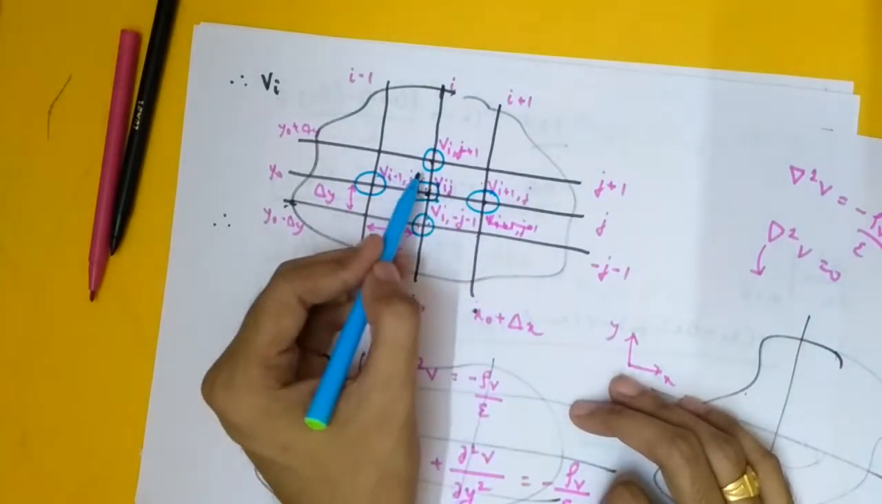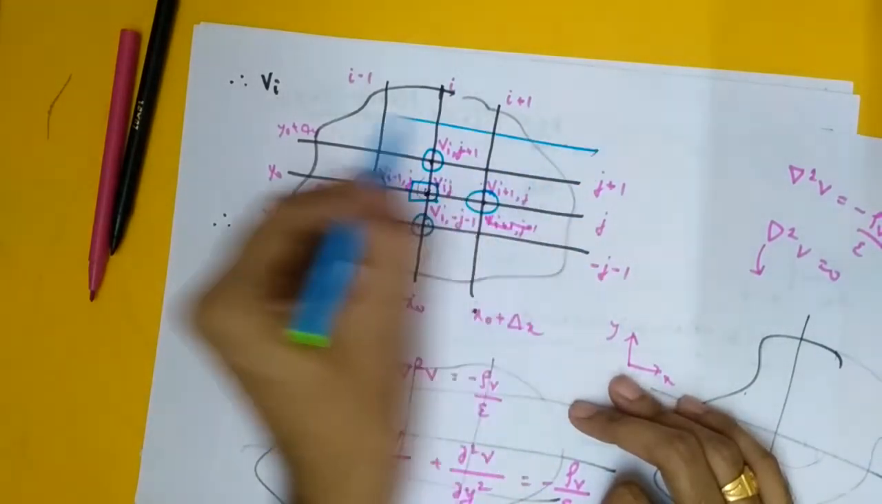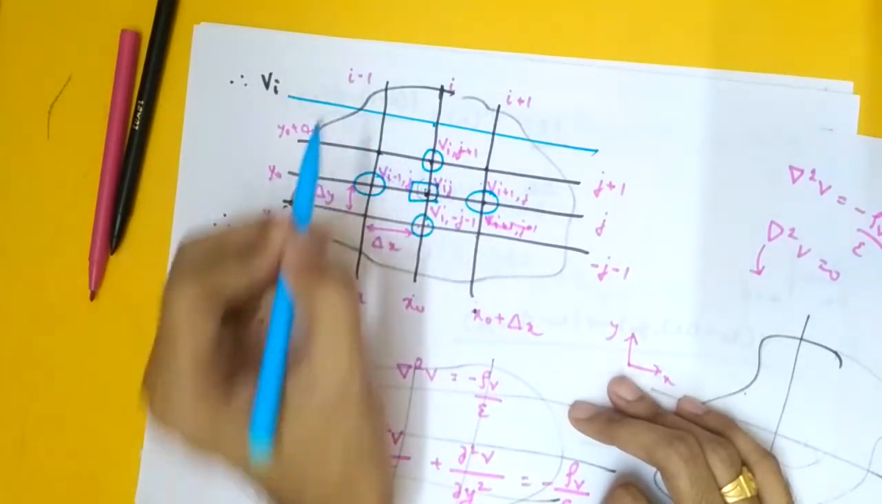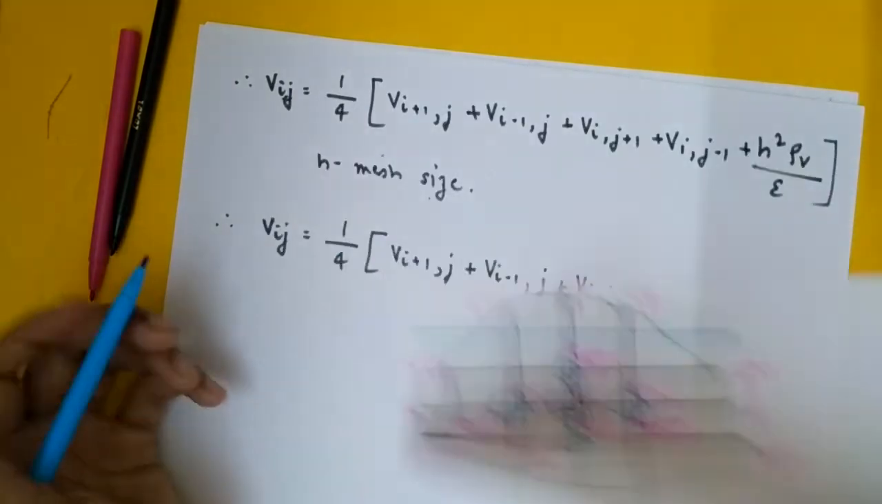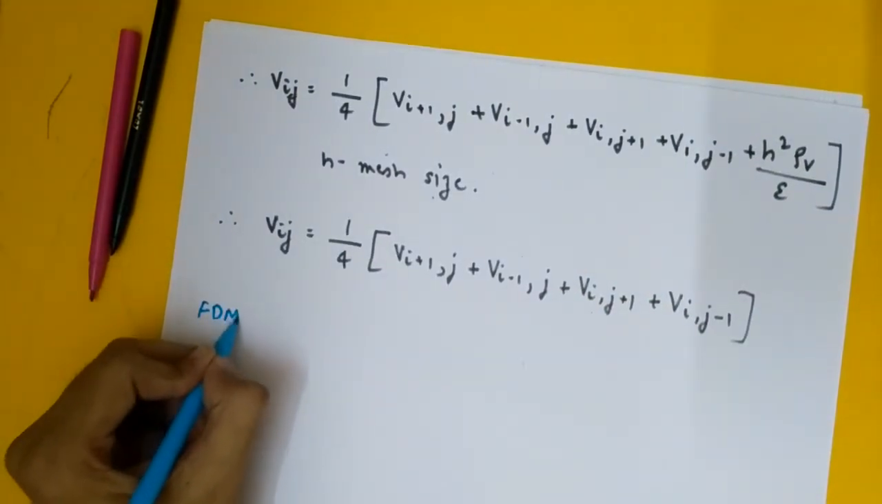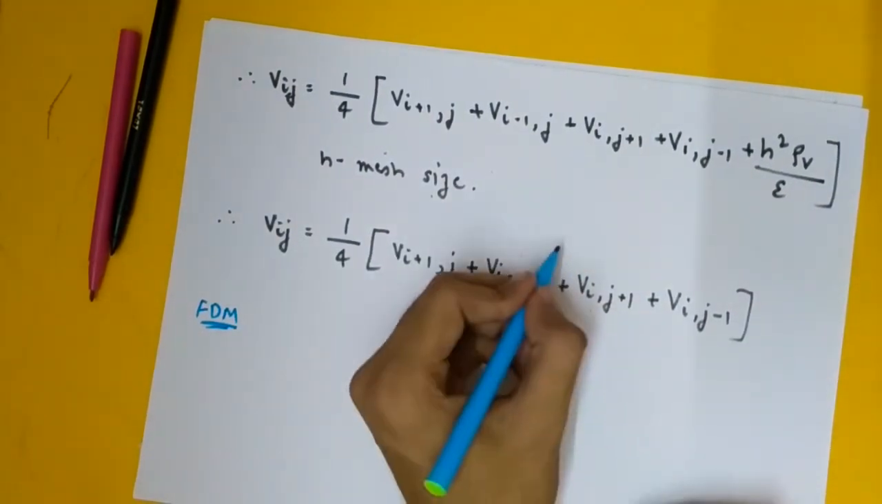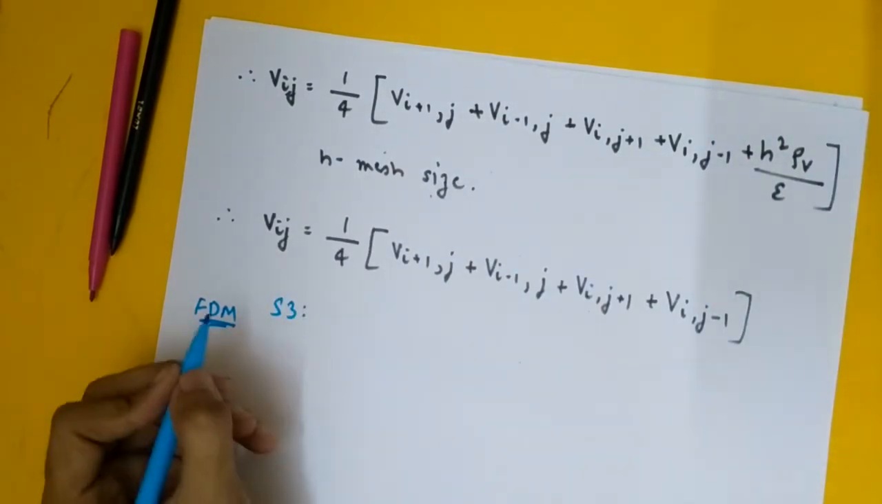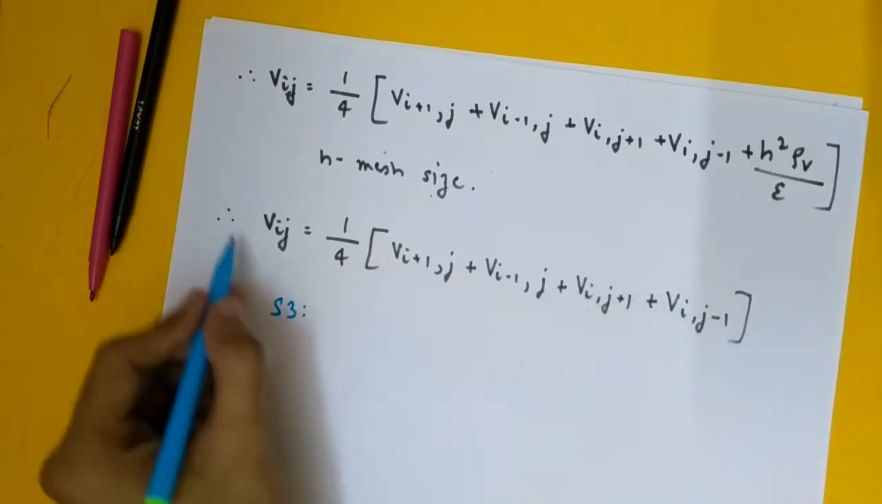Okay, so similarly if you want to find this, there will be one more line here. So what we will do? This plus this plus this plus this upon 4. Okay, so this is the simple finite difference method. So this will give only for this, right? So next step is what? Step 3, solve the algebraic equation. So you will solve this.